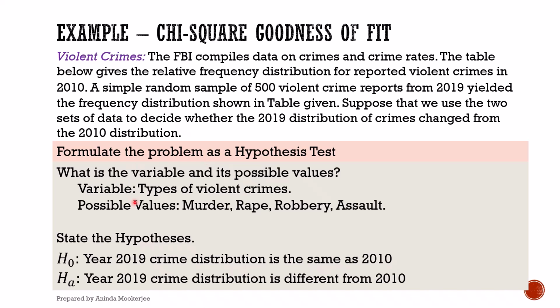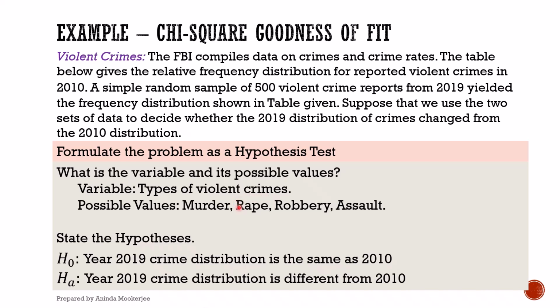The first one is, what is the variable and its possible values? Now, the variable for this particular problem is types of violent crimes. The question is comparing the incidence or the frequency of violent crimes. So the variable is violent crimes or types of violent crimes. And then what are the possible values? The possible values are the 4 categories of violent crimes that we are studying.